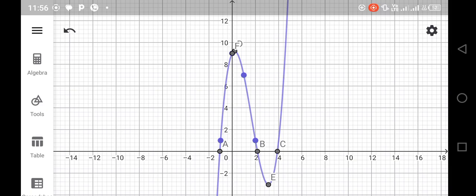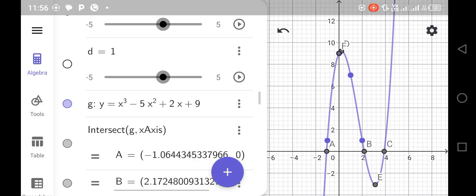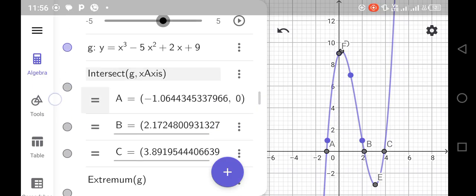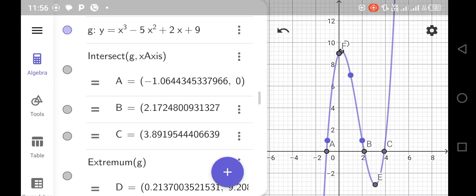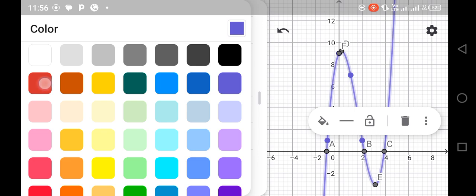The yellow one was not there. It was the first for the expression of ax cubic plus bx squared plus cx plus d. Now the equation that you have manipulated is for the function y is equals to x cubic minus 5x squared plus 2x plus 9. So those are the special points we're going to have on our graph. Let's give the graph a good color.